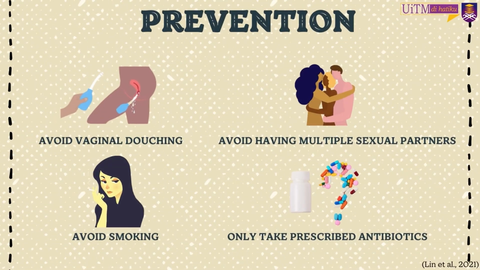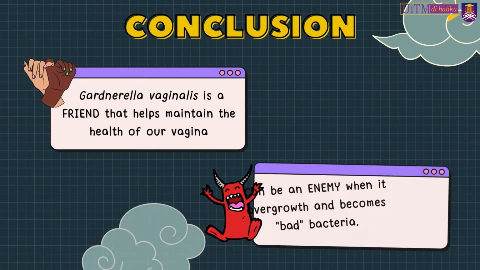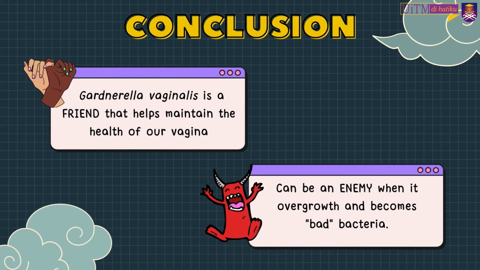As for the prevention, avoiding any activity that can disturb the normal flora of the vagina can be taken as a preventive measure, such as avoiding vaginal douching. So the conclusion is Gardnerella vaginalis can be a friend and also an enemy.